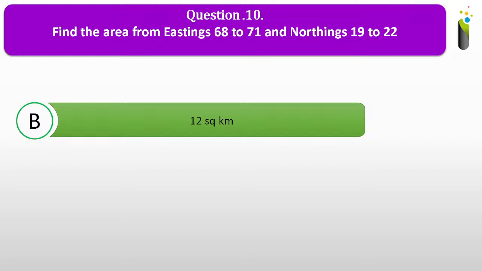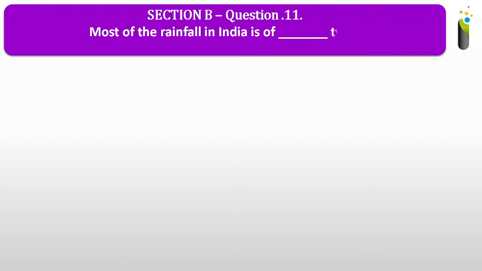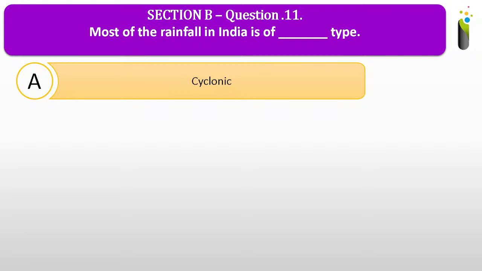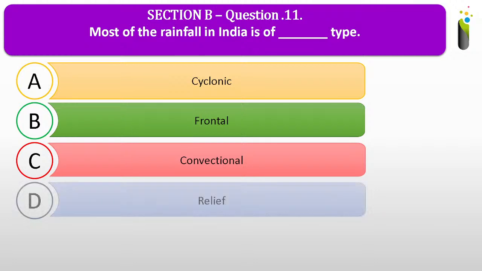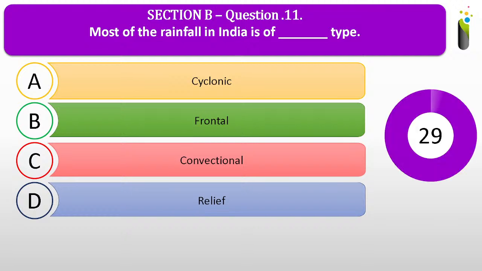And the correct answer is B, 12 square kilometer. Well, we go ahead. Section B, question number 11. Most of the rainfall in India is of dash type. A, cyclonic. B, frontal. C, convectional. D, relief. So most of the rainfall in India is of dash type. A, cyclonic. B, frontal. C, convectional. D, relief.